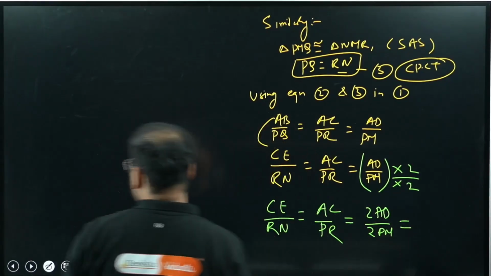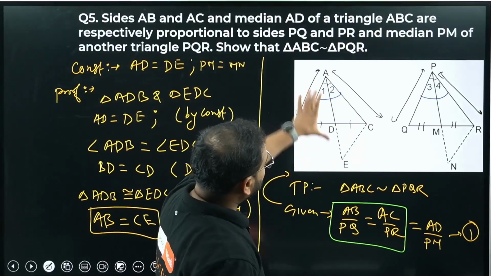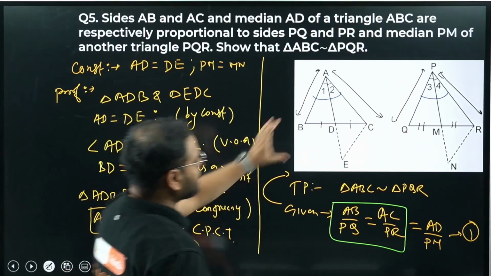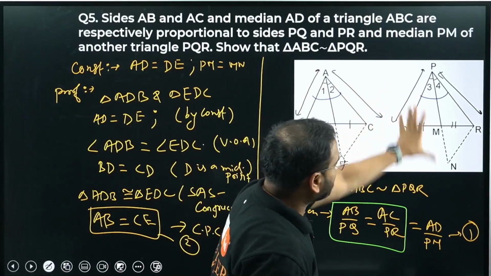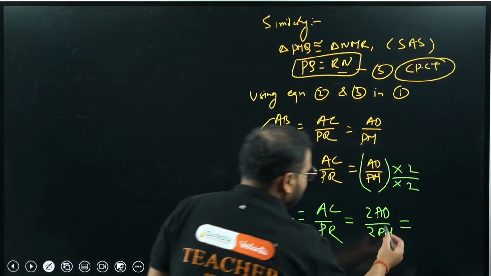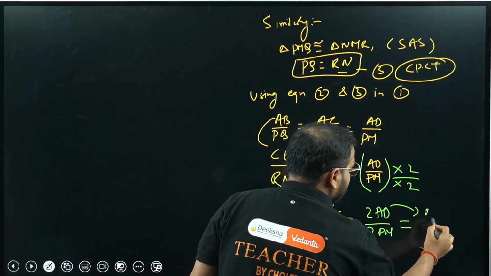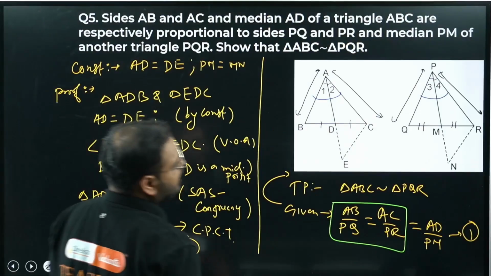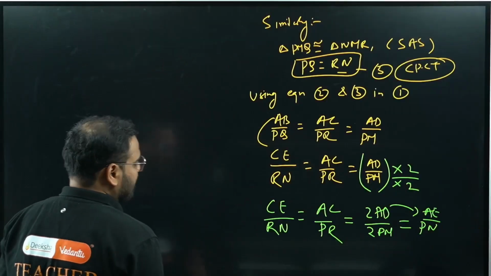What is twice of AD? Twice of AD is AE, na? And twice of PM is what, sir? PN, right? Twice of AD is AE, twice of PM is PN. So I'll replace this whole thing by AE and PN, right? Yes, sir, PN. Great. So I can write this statement again.